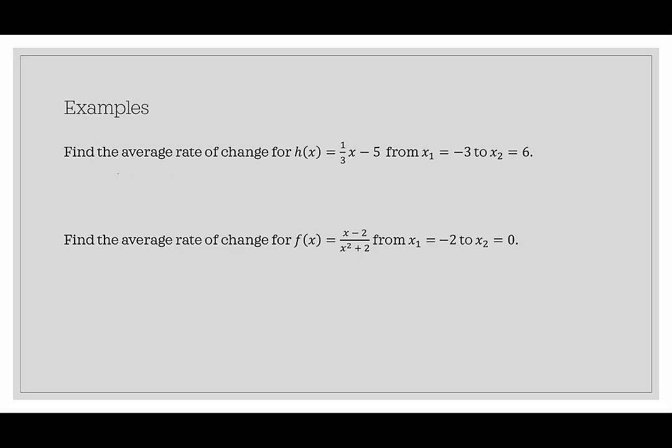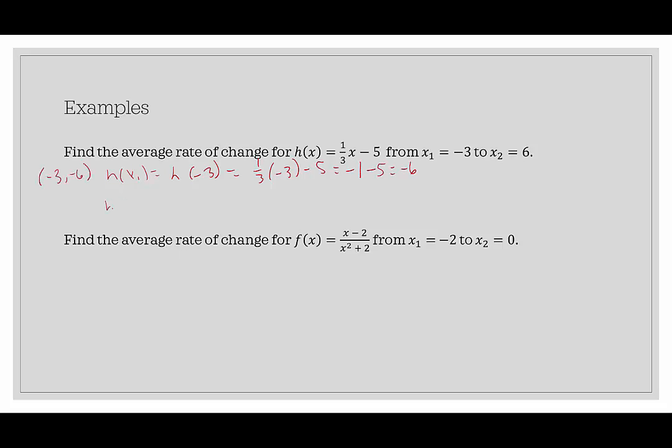So first we need to figure out what our h of x sub 1 and h of x sub 2 values are. H of x sub 1 is going to be h of negative 3. So anywhere I see an x, I'm replacing it with negative 3. 1/3 times negative 3 is negative 1, minus 5 is negative 6. So here I have the ordered pair, negative 3, negative 6.